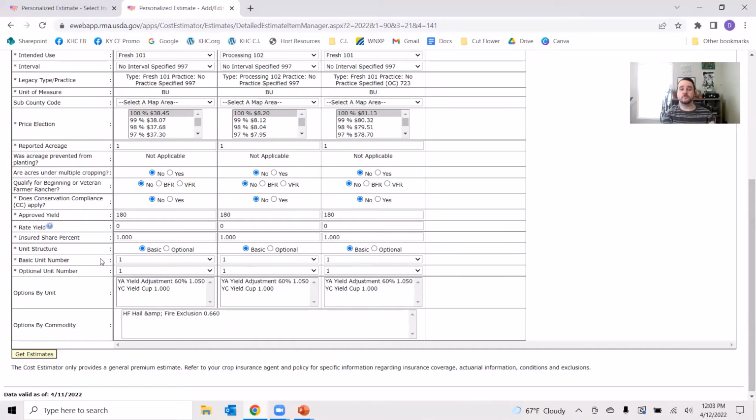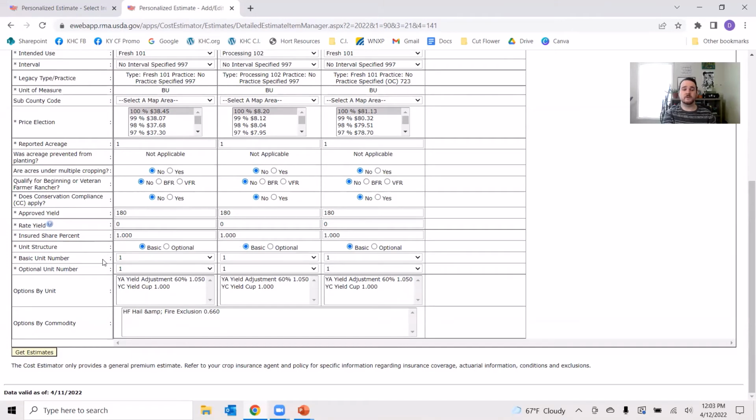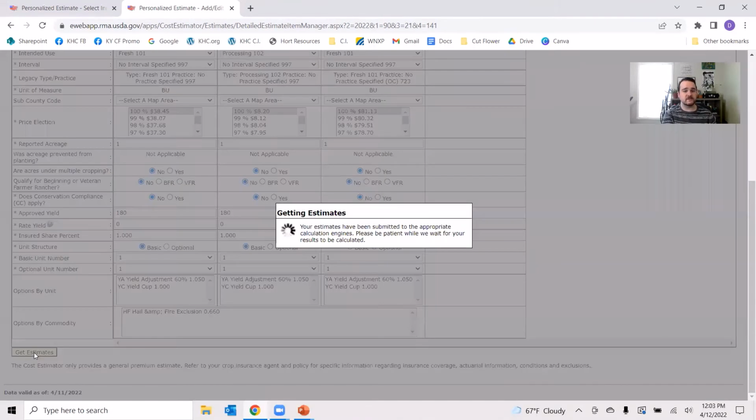If there were multiple growers, you would select however many. You would get a point for each. And then if you rented the land, you would put a number based on that because you don't own the land. And I'm going to click Get Estimates, and we'll give it a minute for it to hopefully work right and give us our prices.